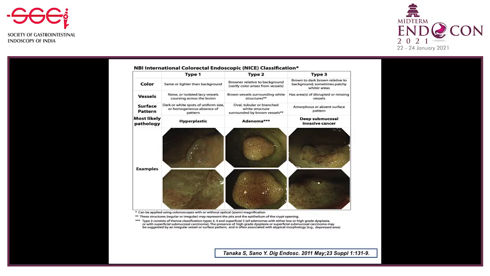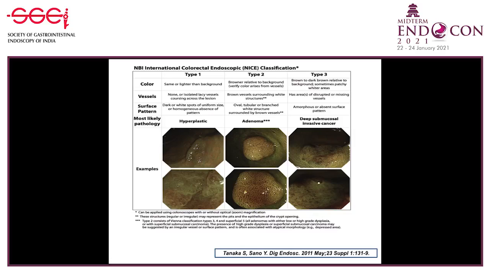This divides polyps into three types: type 1, type 2 and type 3. And they're looking at the color of the lesion, the vessel and the surface pattern. The surface pattern we've already discussed in the previous slide. In terms of vessel, in type 1, you may not see any vessel or there may be isolated lacy vessels.